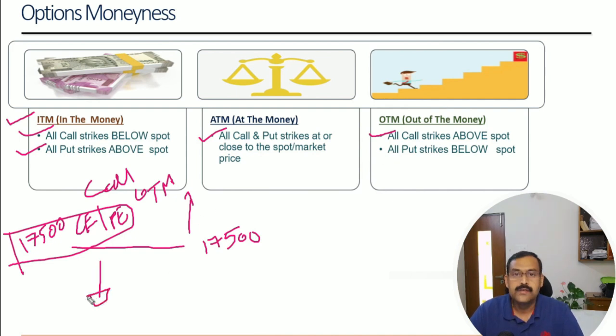And all the put strikes below the 17,500 are OTM. All the puts. So this is how I remember, and the opposite is the ITM for the put option.